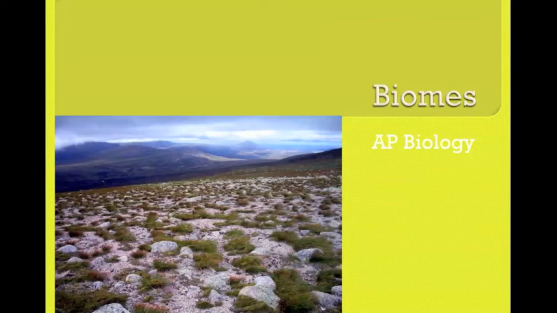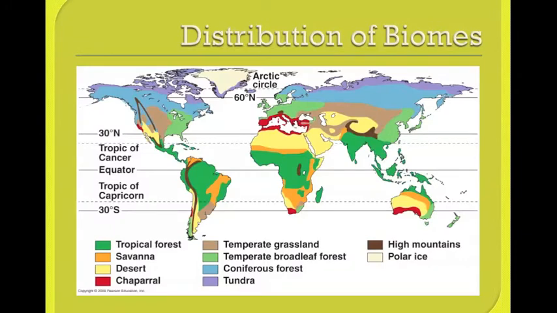Biomes are the world's major ecosystems, and they are classified based on the major types of vegetation that occupy the biome, in addition to the types of adaptations that organisms would have in order to be able to survive in that environment. So you may not have heard of the word biome before, but you've definitely heard of the different types of biomes. For example, the tropical forest, the desert, the grasslands.